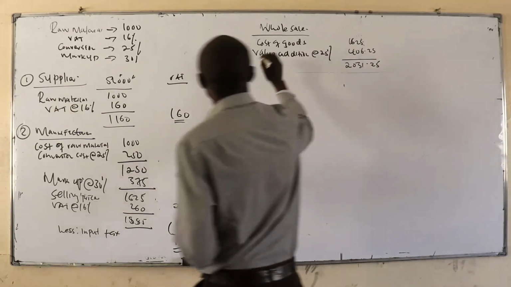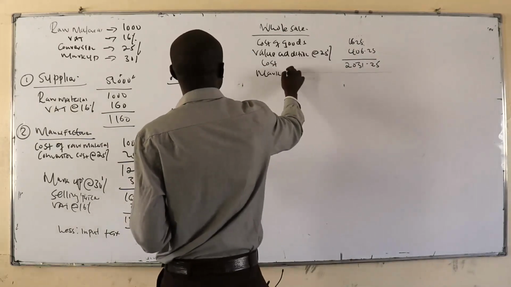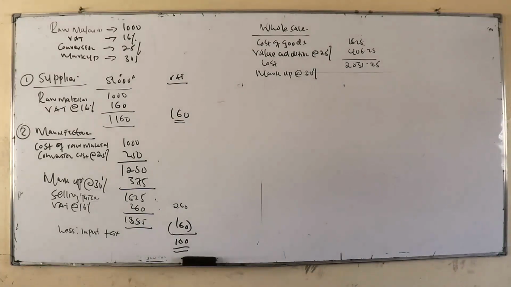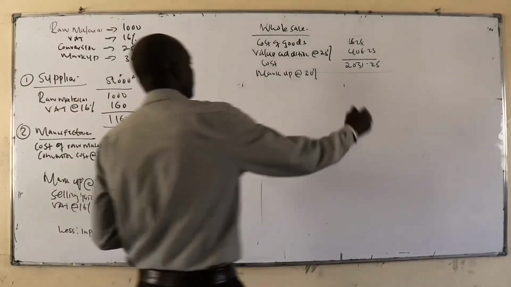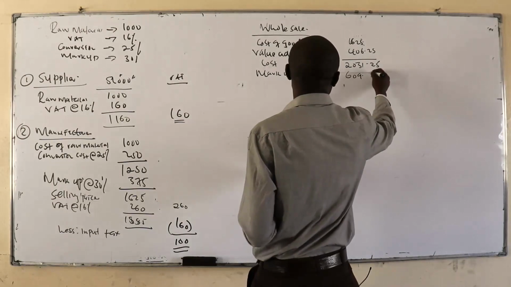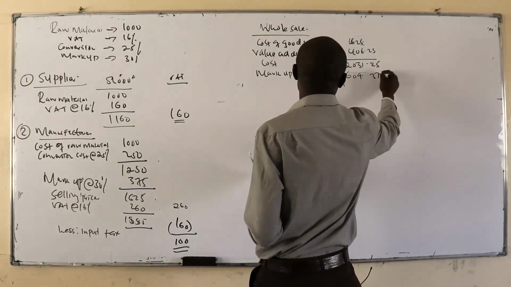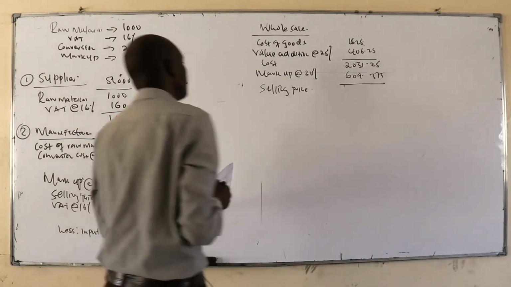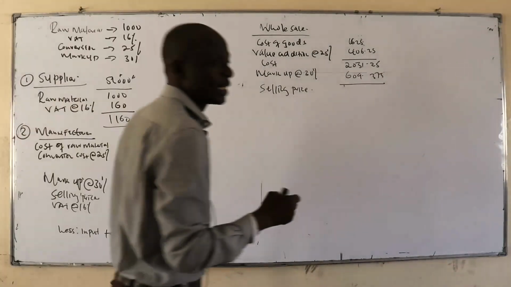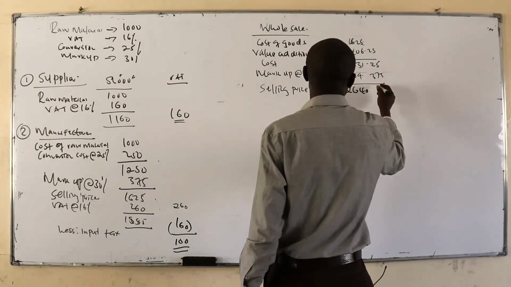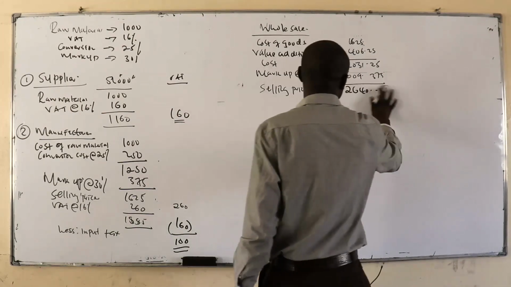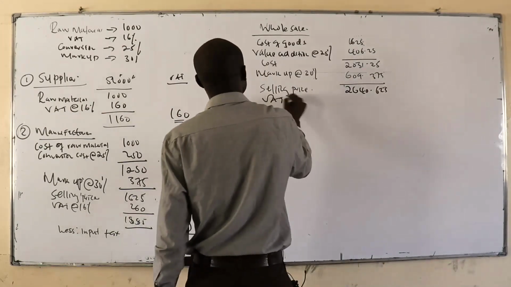2030.25. And then now you add what? Markup. Markup at 30%. Markup is a profit on cost price. So you add there. How much do you get? 609.6? 375. So you get here the selling price. Selling price will be how much? 625. Then you add VAT. VAT at 16%.